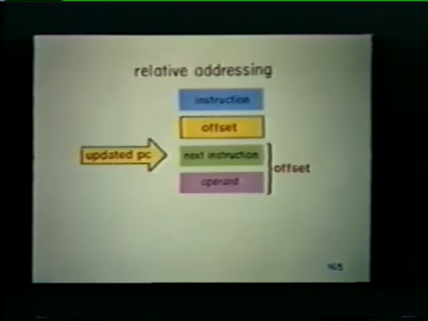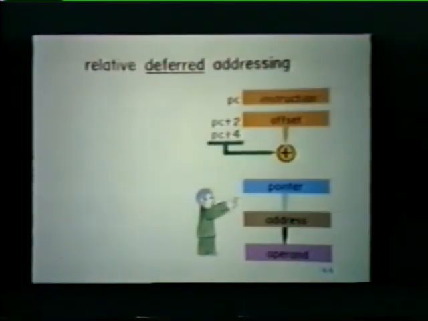Now let's review the last of our 4 PC modes. The relative deferred mode is very similar to the relative mode. Once again, the offset is added to the contents of the updated PC. However, their sum is used as a pointer to an address. This address then redirects the CPU to the operand.